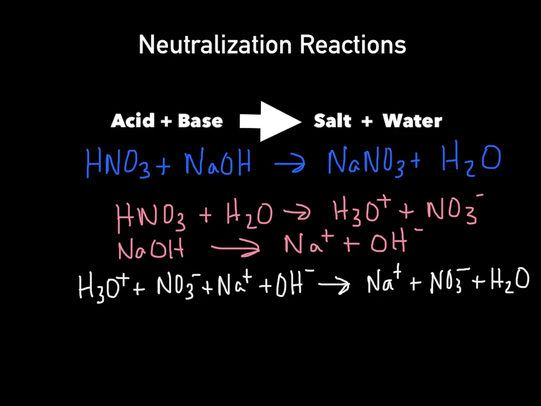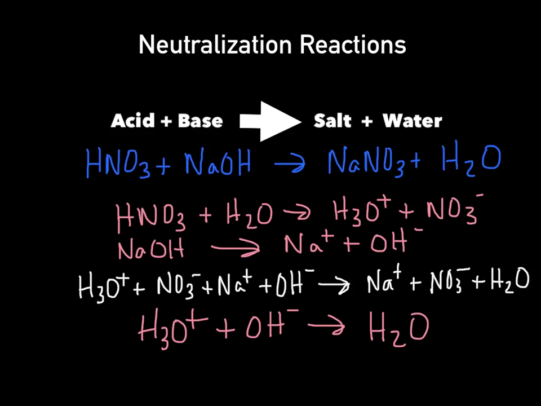So overall, this is what you end up getting. You get H3O plus OH minus produces H2O. Now we write it as salt and water because if you were to boil this water off of there, then these two would join together to make sodium nitrate. And so this is the reaction that you really end up getting no matter what you have. If you have a strong acid and a strong base, you end up getting water and the salt, whatever the salt is.